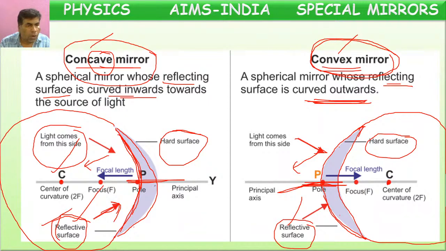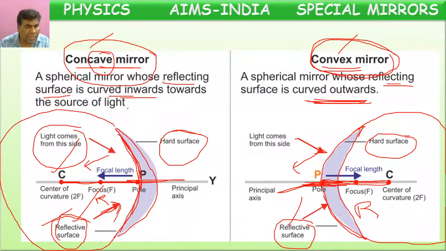Okay. What is radius of curvature? From the center of curvature to the pole, CP. This distance is known as R. It is not mentioned here in the diagram, so we can write it as R. What is radius of curvature? From the pole to the center, this PC distance is known as the radius of curvature, R.